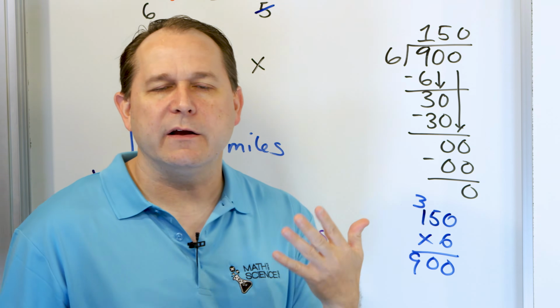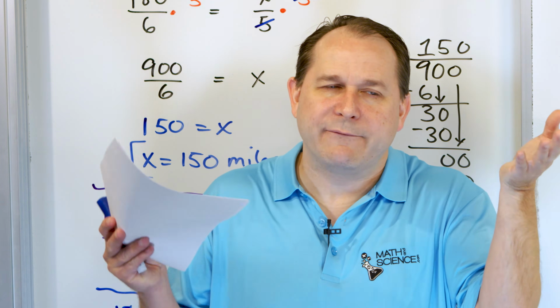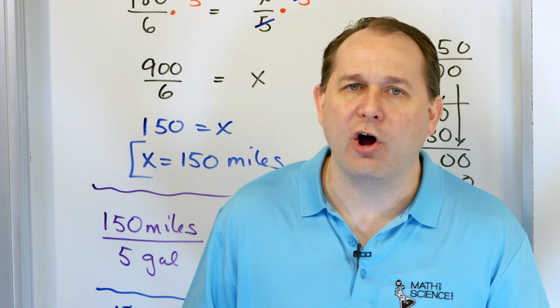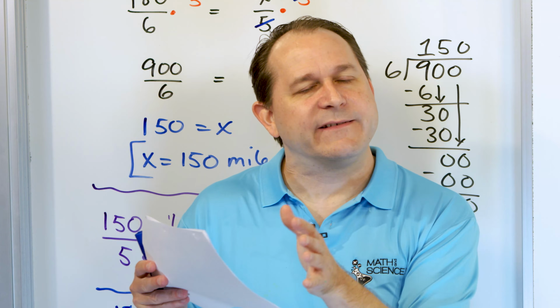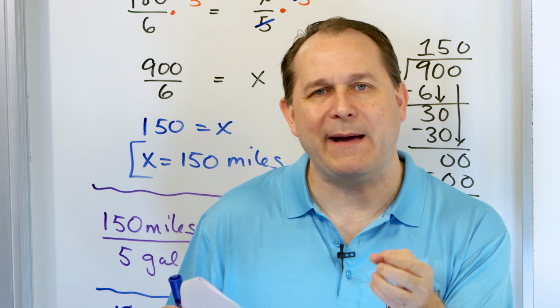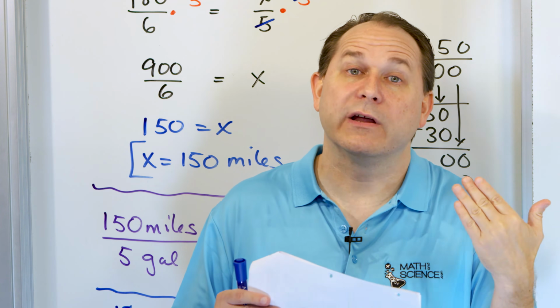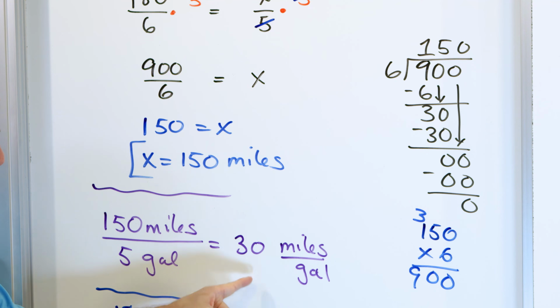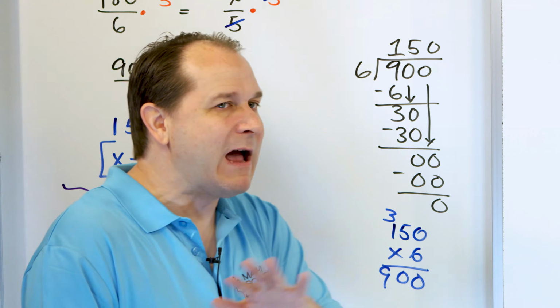So we call it a constant of proportionality whenever you have two quantities that are related to each other, and no matter what the numbers are, when you take that simplified ratio, you get the same ratio back, in this case 30 miles per gallon. We call it a constant of proportionality because the number is constant. It doesn't change. 30 miles per gallon is the same no matter how much gas I put in the tank and how far the distance.